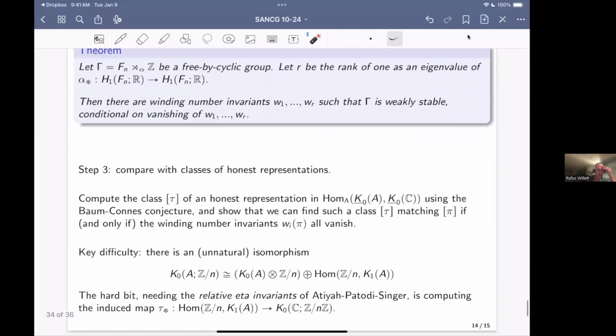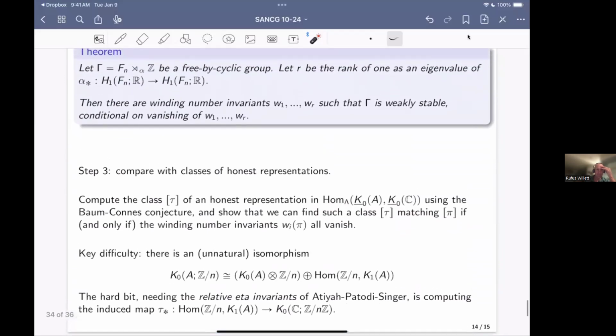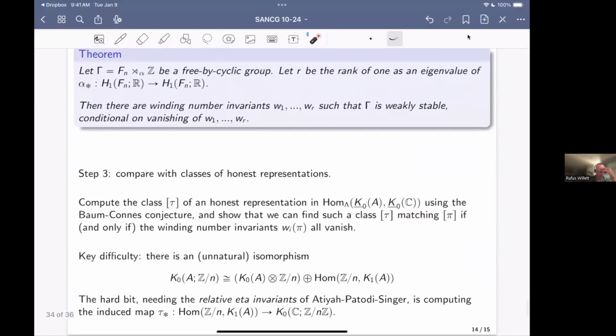Okay. Right, the problem with that is, if we didn't need K-theory with finite coefficients, then we'd be fine. This would just on the nose be all these winding number invariants vanish because they're defined to have that property. Problem is that we do need K-theory with finite coefficients. So K-theory with finite coefficients splits unnaturally as a direct sum of the co-n torsion in K0 with the n torsion in K1.